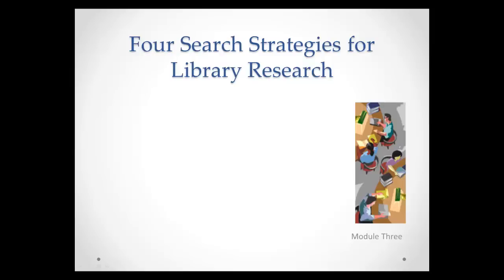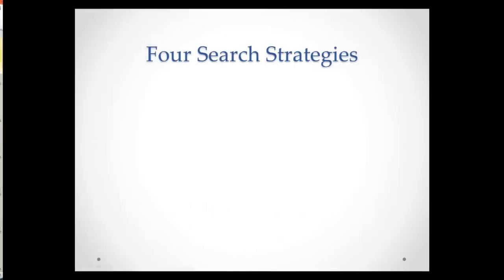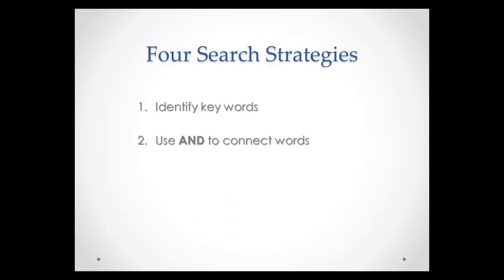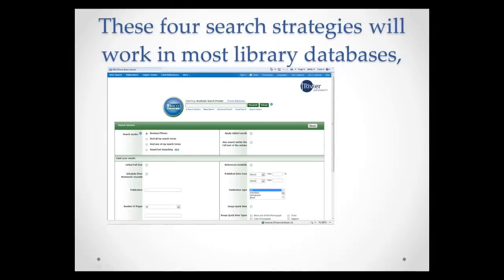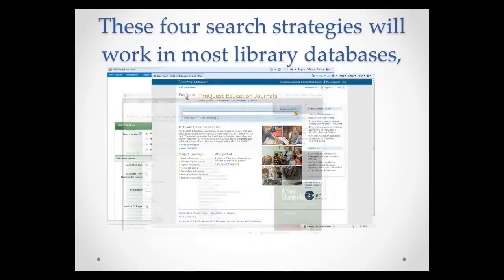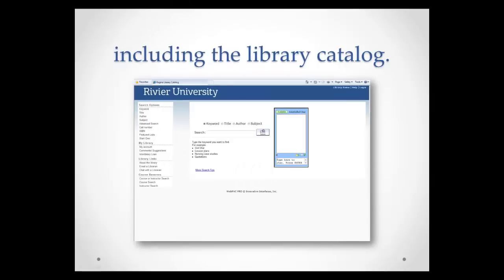This module will introduce you to 4 search strategies to use with library databases. The 4 search strategies are: identify keywords, use AND to connect words, use OR with alternative words, use the asterisk to truncate words. These 4 search strategies will work in most library databases, including the library catalog.